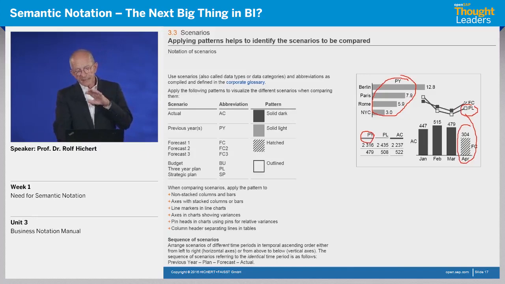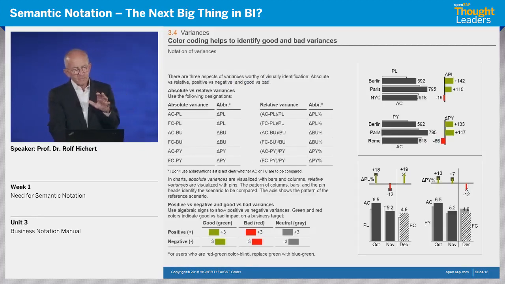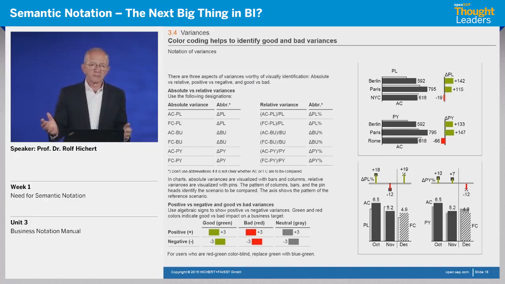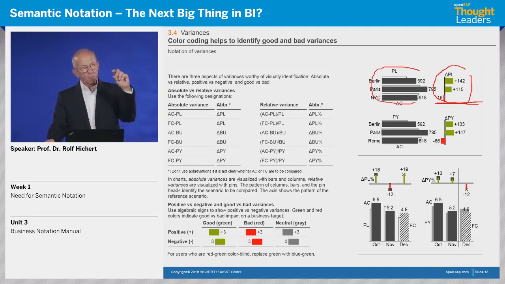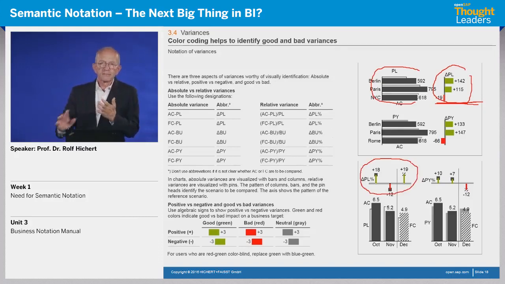Coming back to the next chapter, which is variances, we have two different types of variances. We have absolute variances here. This is a bar chart, and absolute variances here. The width of the bars is the same as the basic bars. And these pins you see here are used for relative variances.